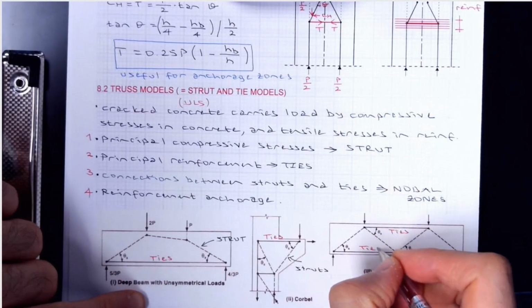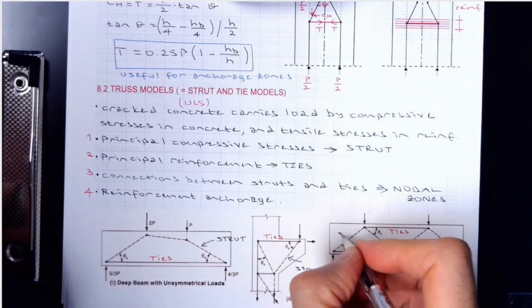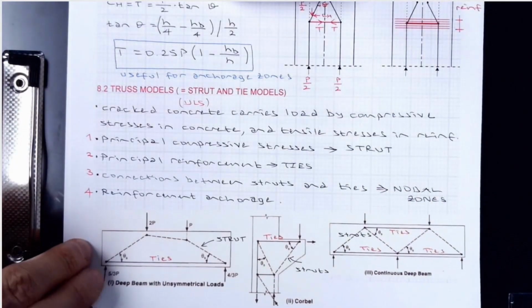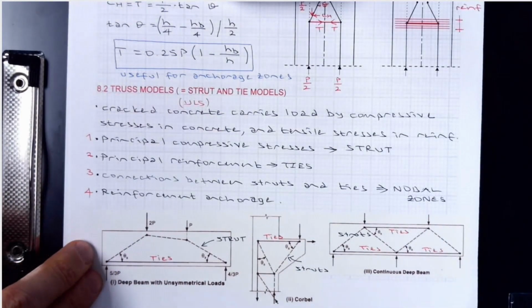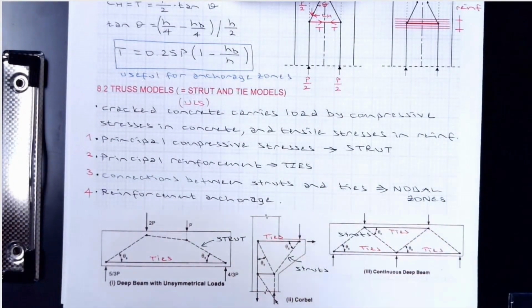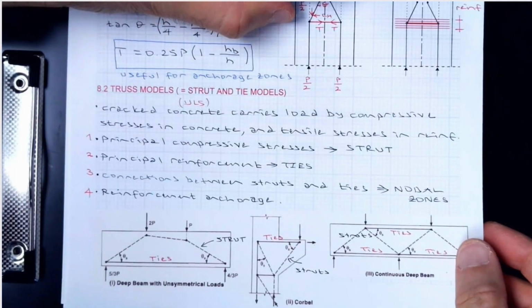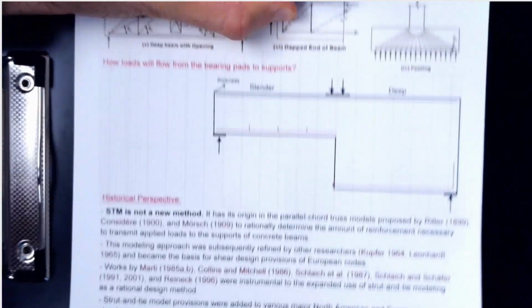This is a continuous beam, so we have ties at multiple locations as well as struts. So we will come to this. This is just a light introduction. So you might have already worked on these before. A couple more examples.